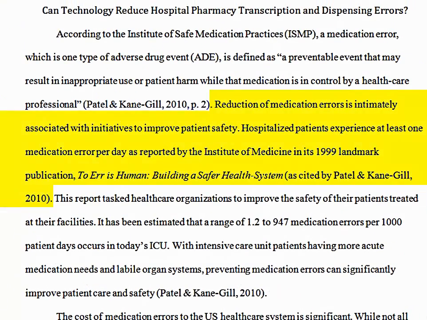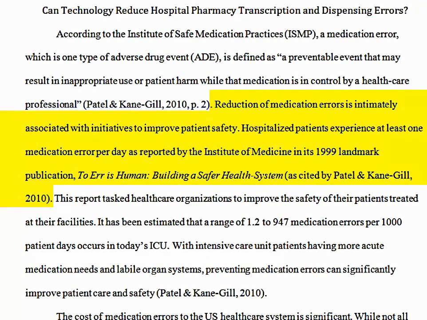Continuing to read. Reduction of medication errors is intimately associated with initiatives to improve patient safety. This is Chris Do's language, Chris Do's ideas. He is using his own language to weave together this background introduction while using sources. Hospitalized patients experience at least one medication error per day, as reported by the Institute of Medicine in its 1999 landmark publication, To Err is Human, Building a Safer Health System, as cited by Patel and Kane Gill, 2010.